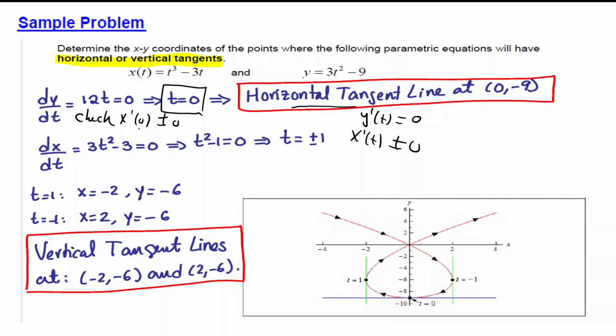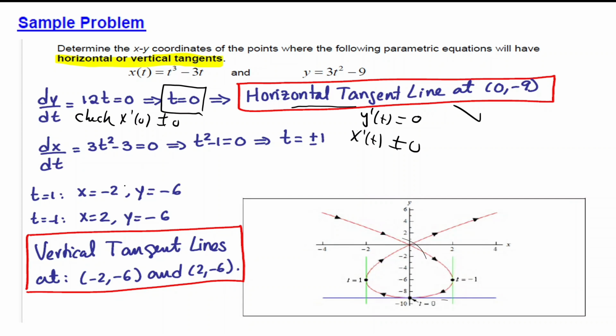Check if it's 0 or not at 0. So this is x prime of 0, it's negative 3. So it does not equal 0. It's correct, so this is a horizontal tangent. And clearly you see the horizontal tangent at t equals 0. This is the graph of this parametric equation.